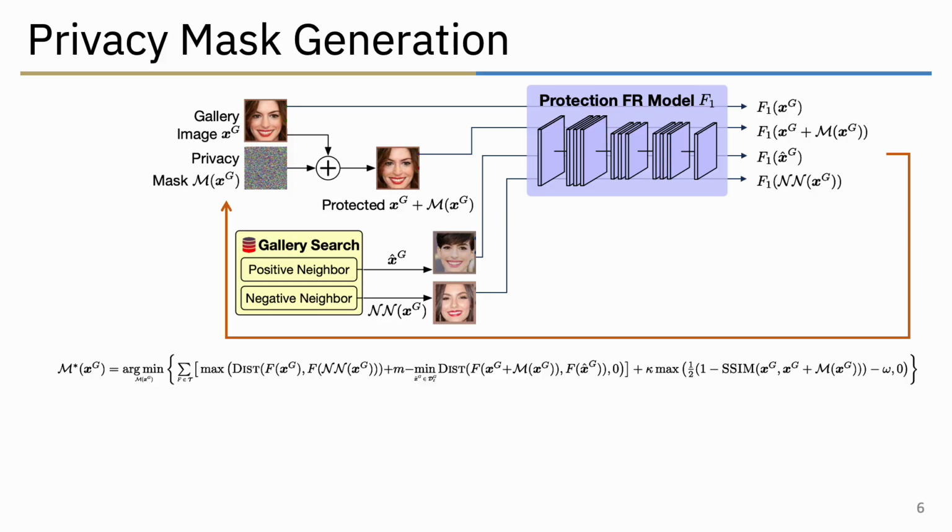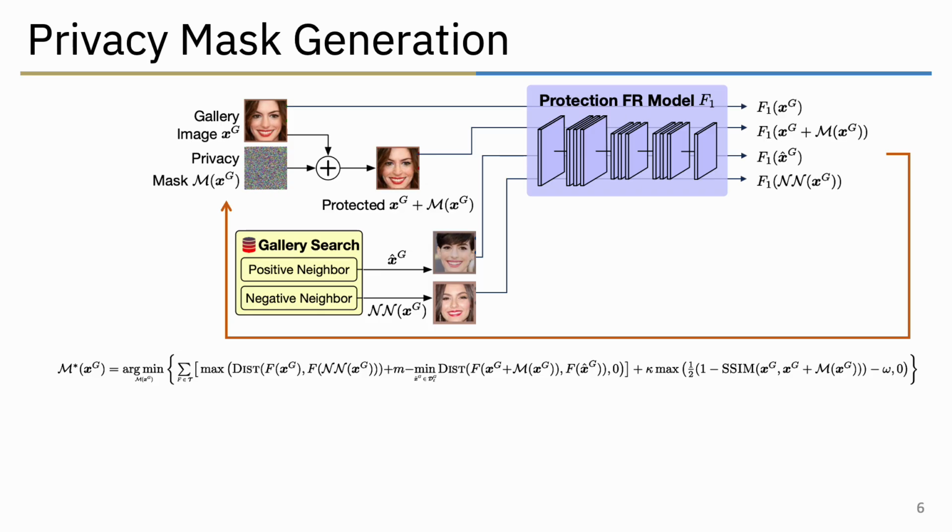We assume that some images of the user are available for PMask to help protect their privacy, and we have access to a reference database of other people, which can just be a public FR dataset. Given a facial image to be protected, we first randomly initialize a privacy mask and apply it to the original image to generate the protected version. This privacy mask will be iteratively optimized.